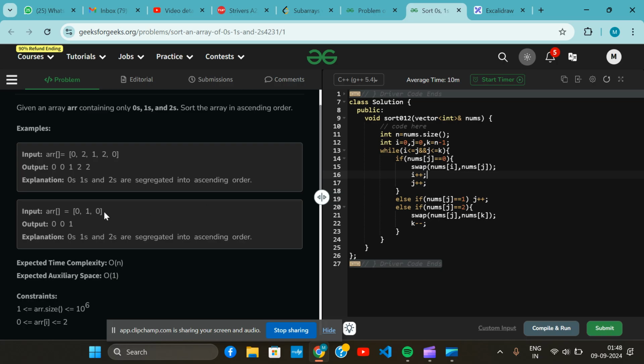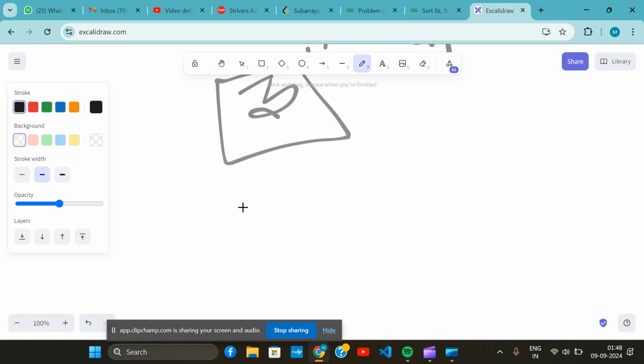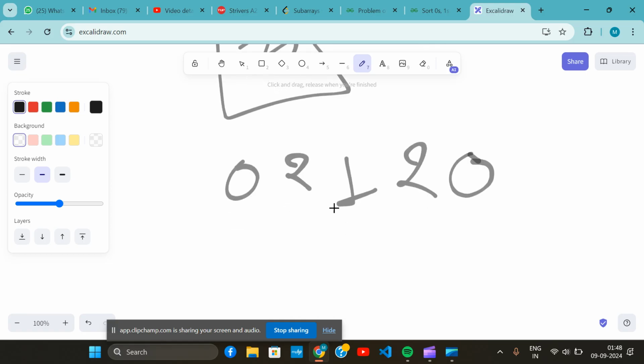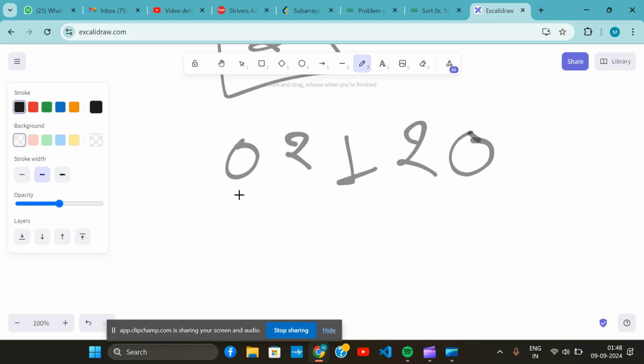Okay, so let me take an example here: 0 2 1 2 0. So what I'm saying here is that we have been given three distinct values, that is zero, that is one, that is two.